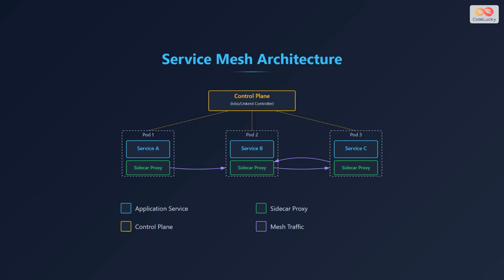A service mesh has two main components working together. First, there are the data plane components, which consist of the sidecar proxies running alongside your services. These proxies handle the actual service-to-service communication. Second, there is the control plane, which is the management component. The control plane, whether it's from Istio or Linkerd, watches your infrastructure and sends configuration instructions to all the sidecar proxies. The control plane tells the sidecars which services exist, how to route traffic, what security policies to apply, and how to handle failures. The sidecars execute these instructions by intercepting and managing all the network traffic between your services.